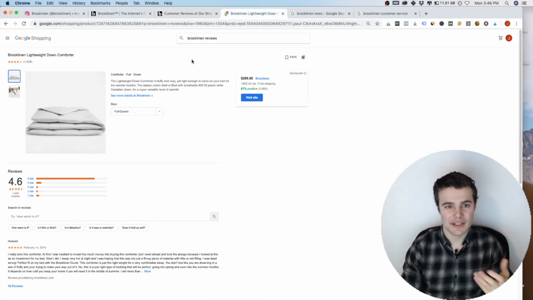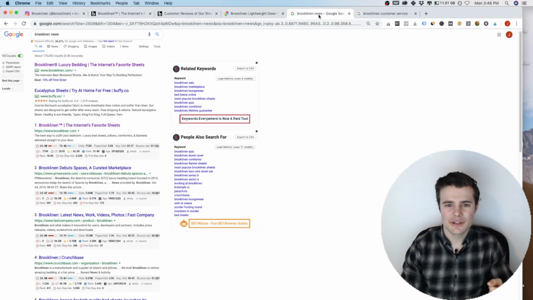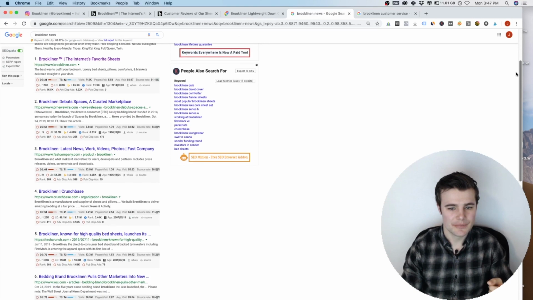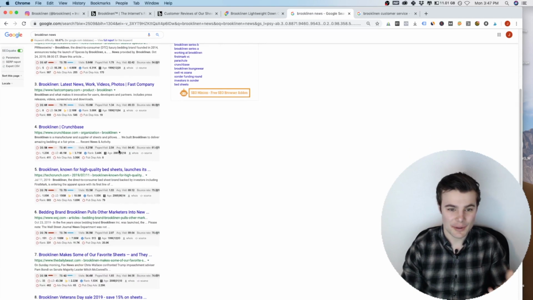You can also look at a place like, this is Google Shopping. Same thing, 4.6 stars out of 5, 1,500 reviews almost. You can also see what people are saying about them in the news. So TechCrunch says they're known for high quality bed sheets.